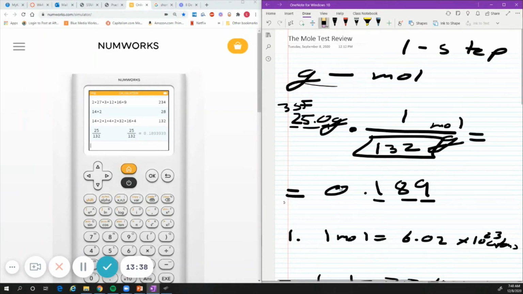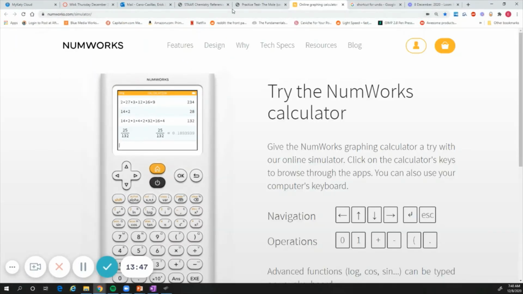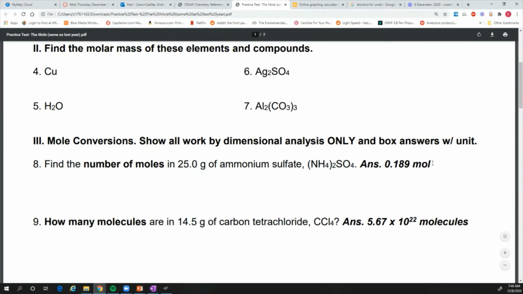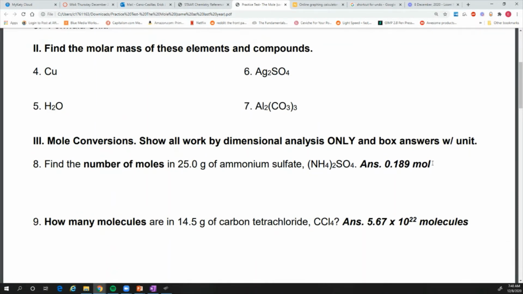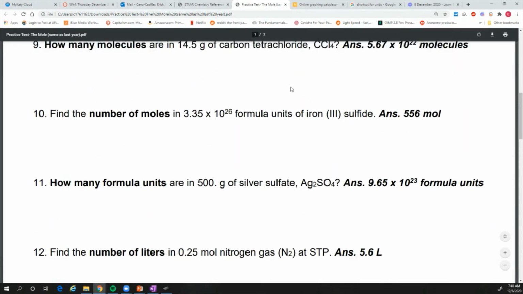And if I want to double check, I can just check my practice test. And you'll notice the practice test has the answers right next to it. That's because I don't care that you guys get the answer. I care that you guys know how to do the process. All right, but with that, let's move forward.